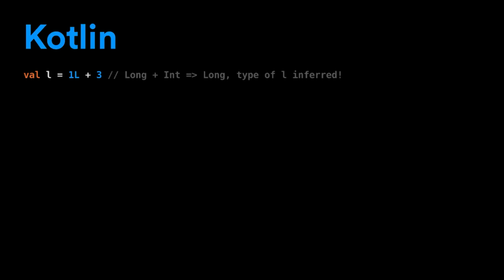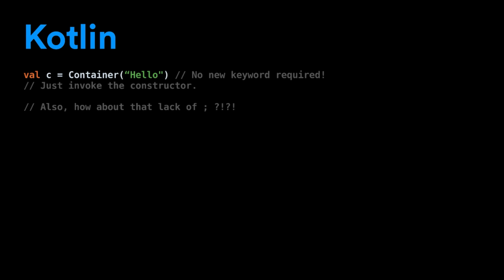Boilerplate reduction, we've seen plenty of this already in the presentation, so I'm going to step through this pretty quickly. You can set your val L to be 1L plus 3. In this case, it's interpreted as a long, and it's inferred that L is indeed a long. There's no new keyword in Kotlin. That's a big change from Java.